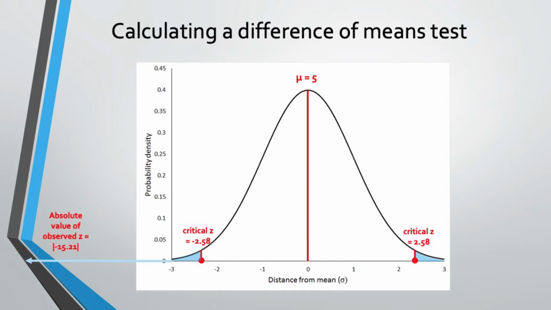So again, we have that massive observed z of negative 15. Obviously, that is very far away from the hypothesized population mean, and we find evidence supporting our alternative hypothesis, and we reject the null hypothesis.